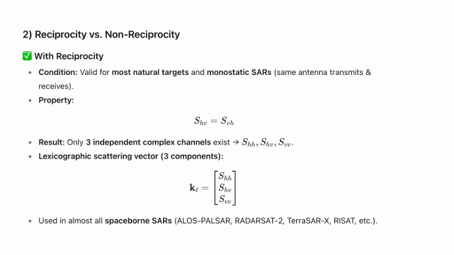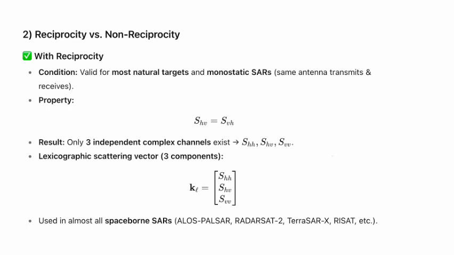They carry amplitude and phase and they represent how the target scatters energy from a transmitted polarization i to a received polarization j. Next, let's clarify an important practical distinction: reciprocity. With reciprocity, which holds for most natural targets and in most monostatic SAR systems, we have SHV equals SVH. In words, the cross-polar return is symmetric. Under this assumption, there are only three independent complex channels: SHH, SHV and SVV.